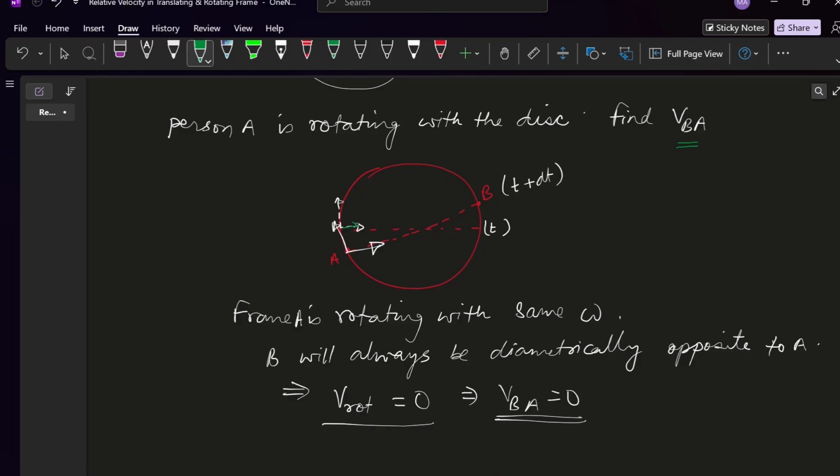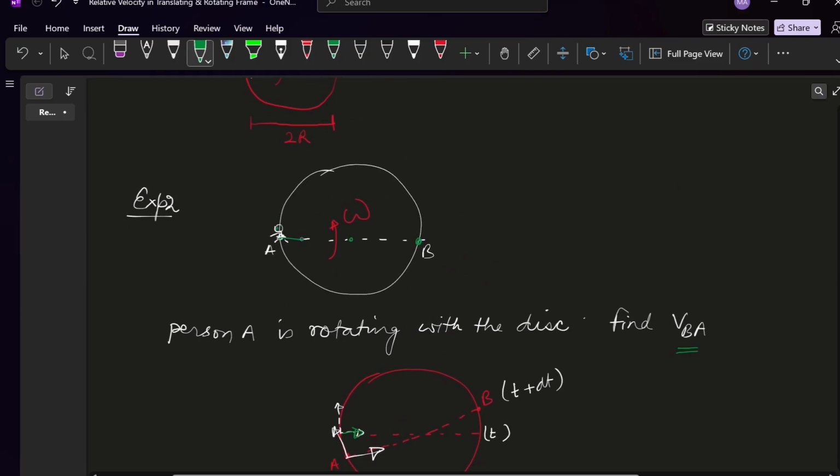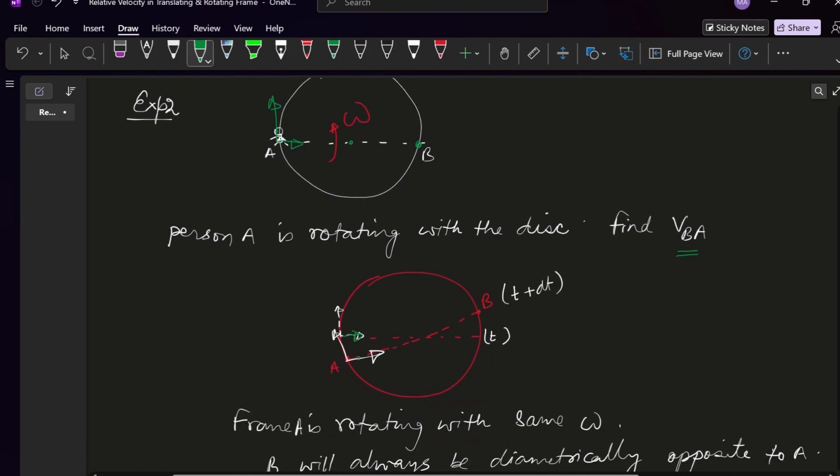Because this is going to be your which frame? Is it a rotating frame or translatory frame? Now tell me. Because there is a coordinate axis attached to this person. So this coordinate axis, this one is at time t plus dt, and this is at time t. So he will see that this coordinate axis is going to rotate. Initially the coordinate axis is like this, and after some time it will rotate. So this is a rotating frame, right?